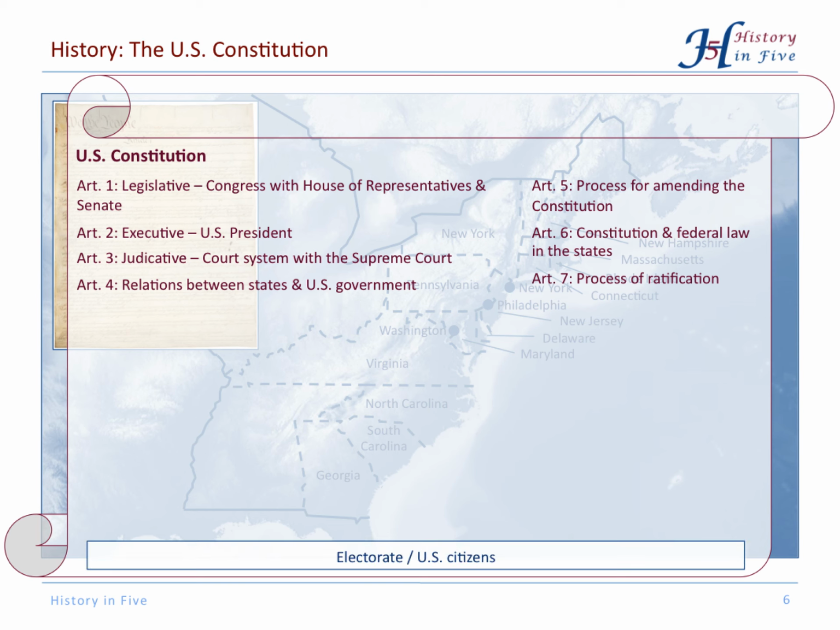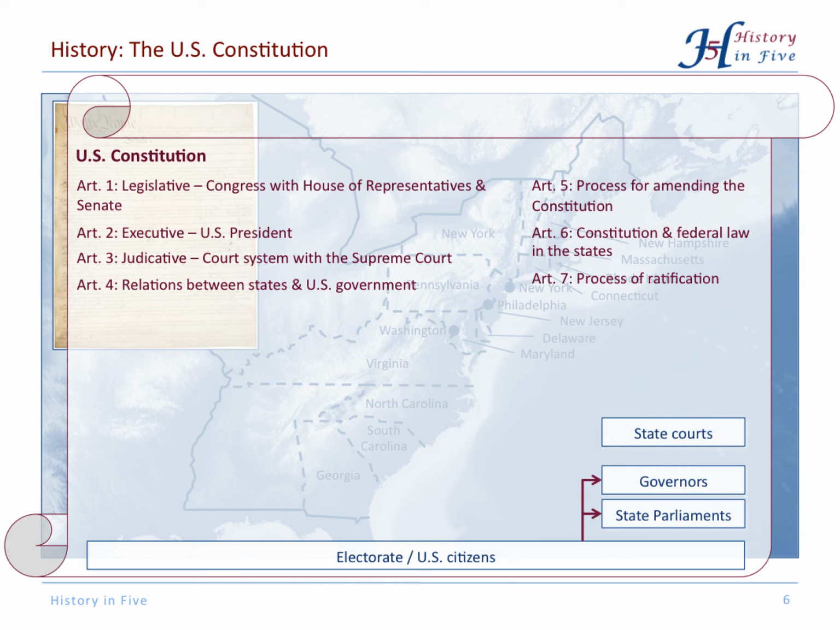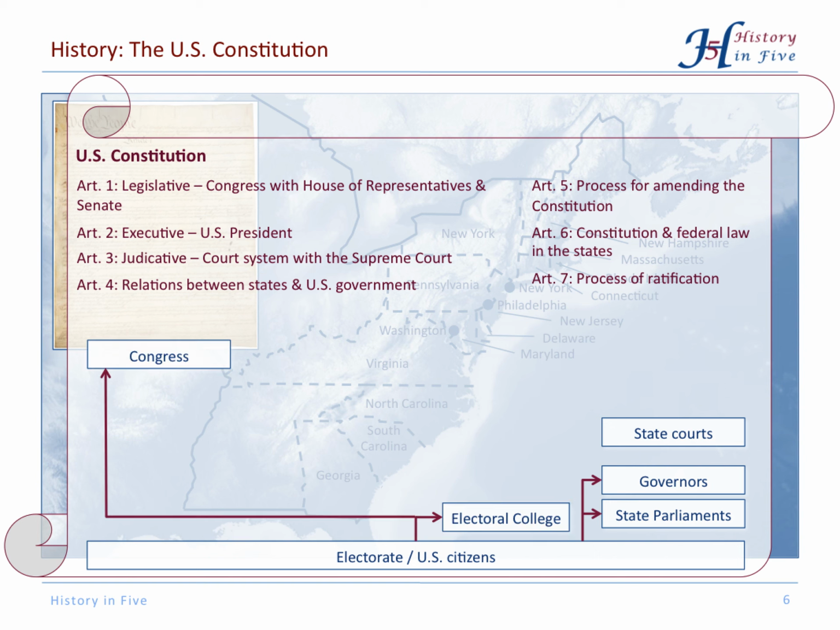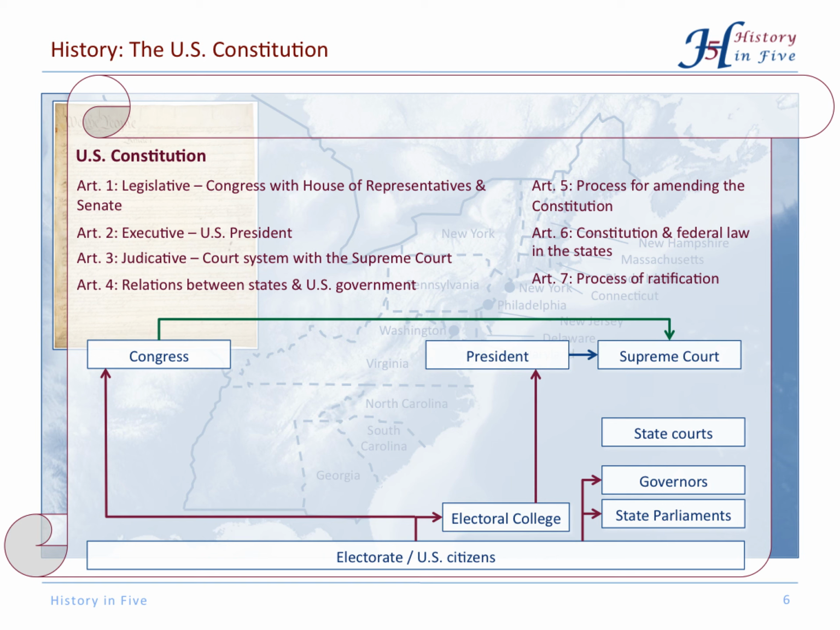So, the basis of all is the electorate, the US citizens. Then we have on one side the states with state parliaments, governors, and state courts. But now to the federal level. The citizens elect the Congress, so the parliament, and the Electoral College. The Electoral College then elects the president, who announces the judges of the Supreme Court. They need to be approved by Congress.